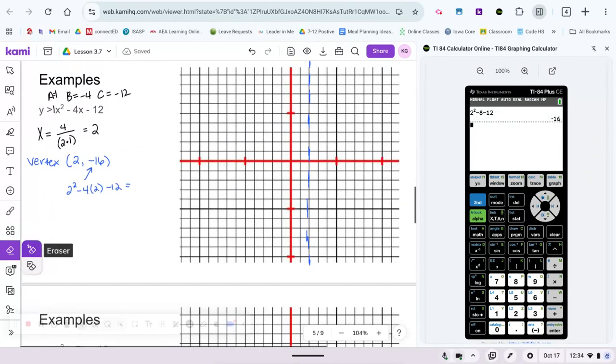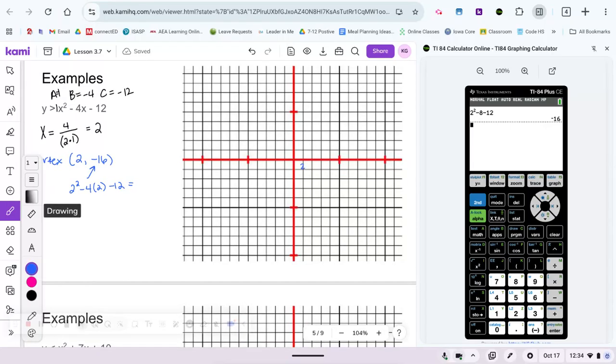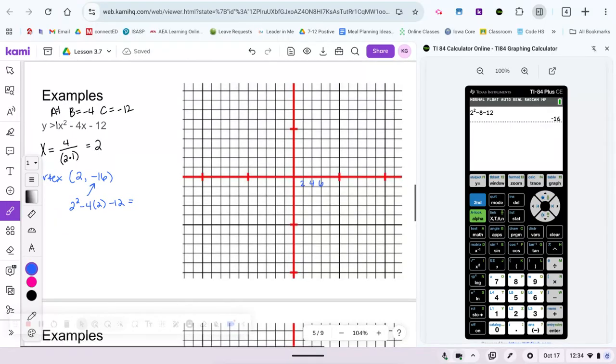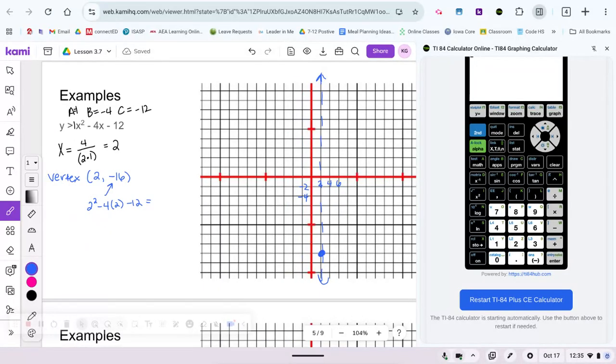Should have counted by 2's on this graph. Hold on. Okay, so there's my x equals 2. And then -2, -4, -6, -8, -10, -12, -14, -16. There's my vertex. Then I need to either factor, complete the square, or use the quadratic formula for my x-intercepts.